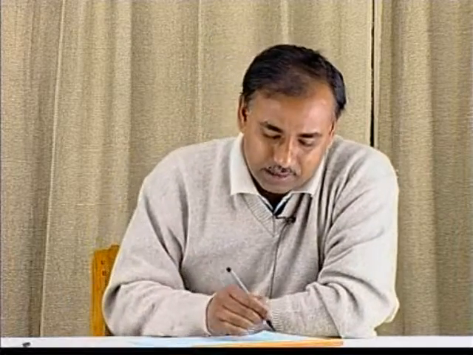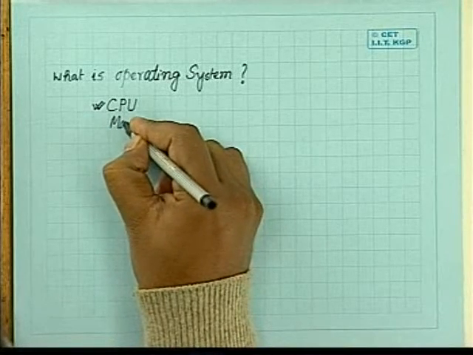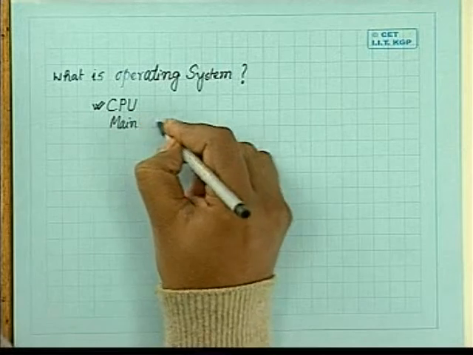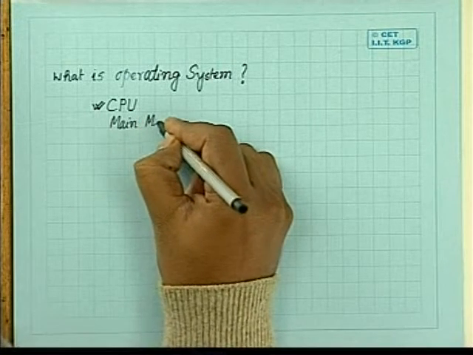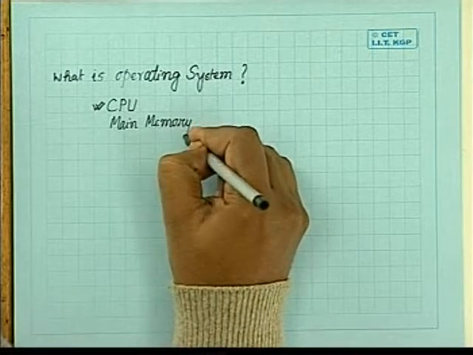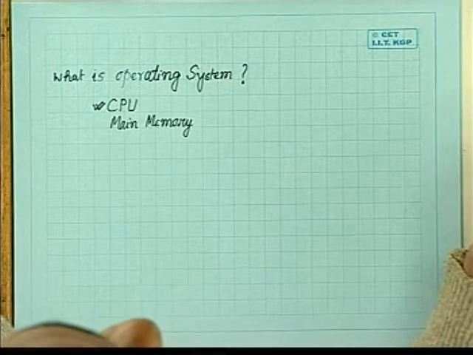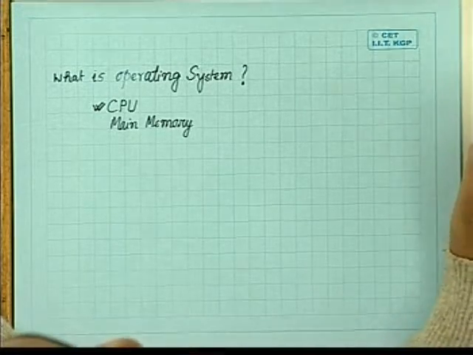Okay. The second resource in a computer system is the memory, or to be more specific, it is the main memory. Okay. Again, as I said, whenever a program or any piece of data is to be accessed by the CPU, that program as well as that piece of data must reside in the main memory, right?